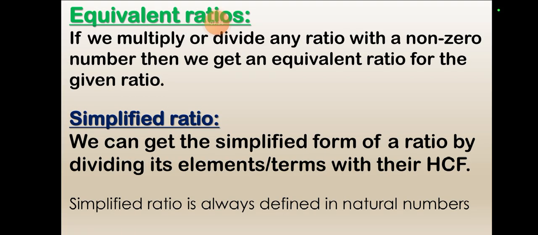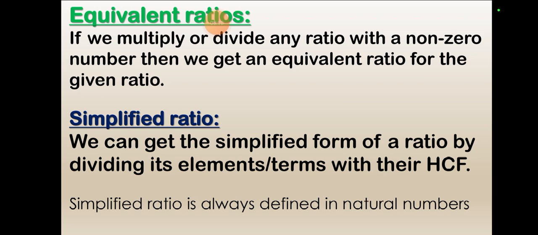Clear? Now, equivalent ratios. What is the meaning of equivalent ratios? If we divide any ratio by a non-zero number, then we get an equivalent ratio of the given ratio. For example, if I take 2 ratio 4 and divide it by 2, I will get 1 ratio 2. It is my equivalent ratio of 2 ratio 4. 1 ratio 2 is an equivalent ratio of 2 ratio 4. Or if I multiply 1 ratio 2 by 2, I get 2 ratio 4, which means they are equivalent ratios. So this is basically what an equivalent ratio means.